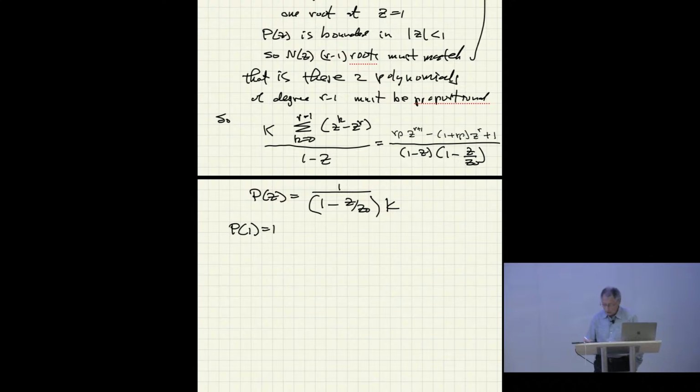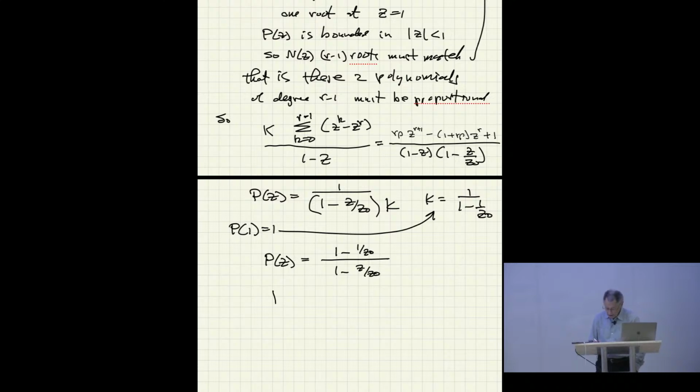So k will equal 1 over 1 minus 1 over z0. K equals 1 over 1 minus 1 over z0. So that gives you this. So P of z, it's a very simple function now. It's equal to 1 minus 1 over z0. That came from the k downstairs. Over the root 1 minus z over z0.